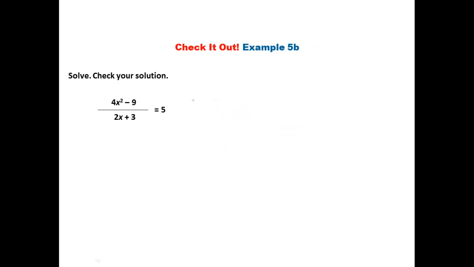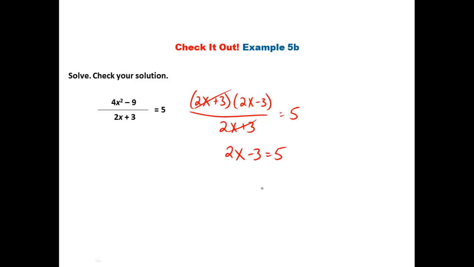Okay, let's try one more. Let's factor the top. It's a difference of 2 squares. 2x plus 3, 2x minus 3. Alright, so let's see. 2x plus 3s are going to cross out. 2x minus 3 equals 5. Add 3, so 2x equals 8. Divide by 2, x equals 4.